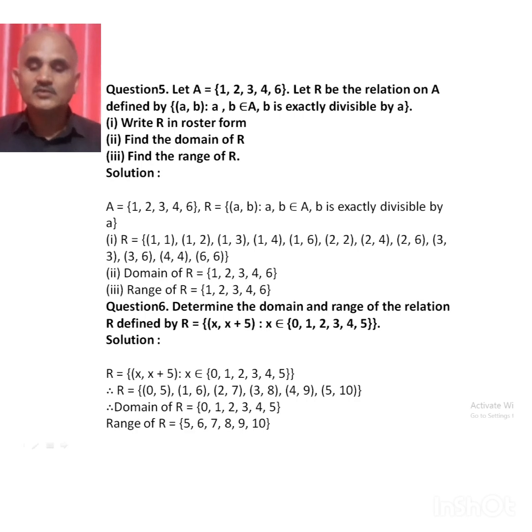Question number 6. Determine the domain and range again. Here R is given as (x, x plus 5) and x belongs to 0, 1, 2, 3, 4 and 5. So the relation we can develop: R has (0, 5) if x is equal to 0, because x belongs to 0 also. If I write 0 plus 5, that is equal to 5. So (0, 5), (1, 6), (2, 7), (3, 8), (4, 9), (5, 10). Therefore the domain of the relation is 0, 1, 2, 3, 4 and 5, and the range is 5, 6, 7, 8, 9 and 10.